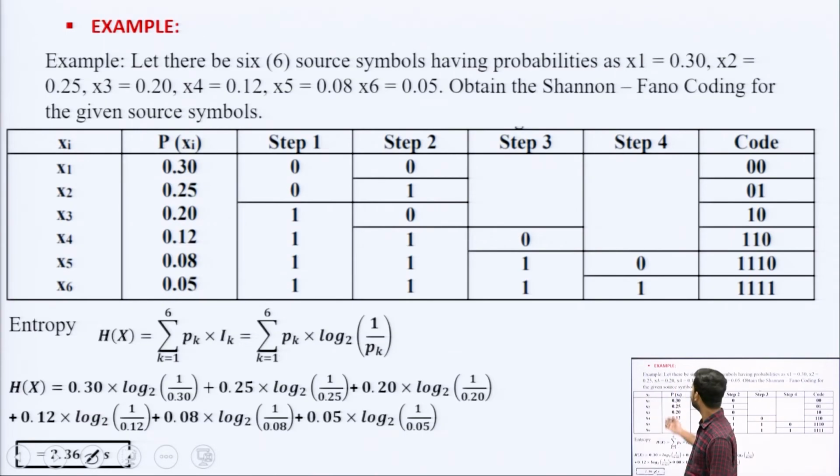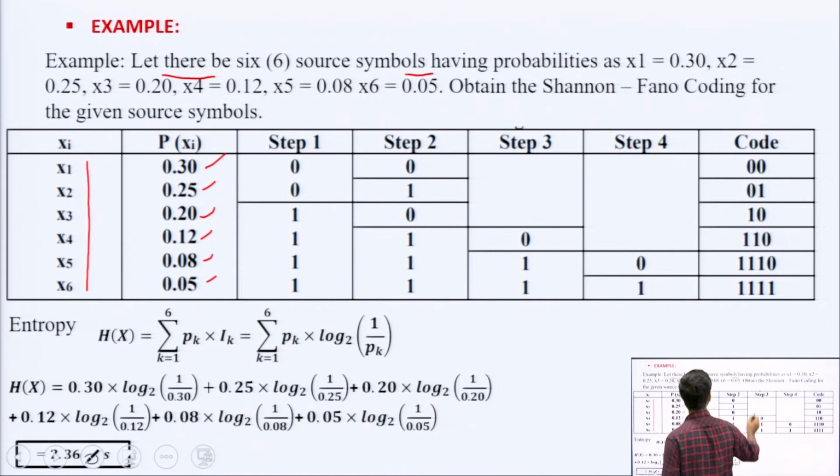So, one example is given. Let there be 6 source symbols, x1 to x6, having probabilities 0.30, 0.25, 0.20, 0.12, 0.08, 0.05 respectively. Obtain the Shannon-Fano coding for the given source symbols. What is the final Shannon-Fano coding for the given source symbols?